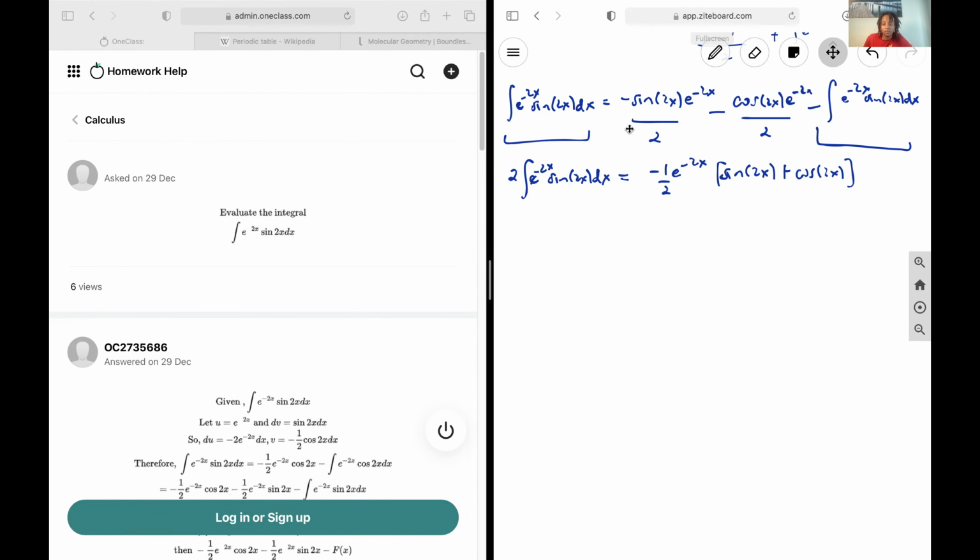And so now we're just going to isolate for what we're looking for. So the integral of e to the negative 2x sine 2x dx is going to be negative 1 over 4 e to the negative 2x into sine 2x plus cos 2x plus c, because the integral is unbounded, and that's going to be your final answer.